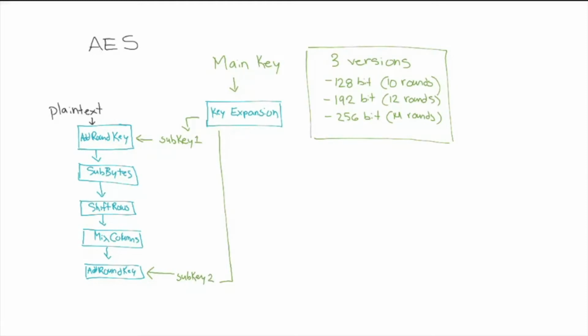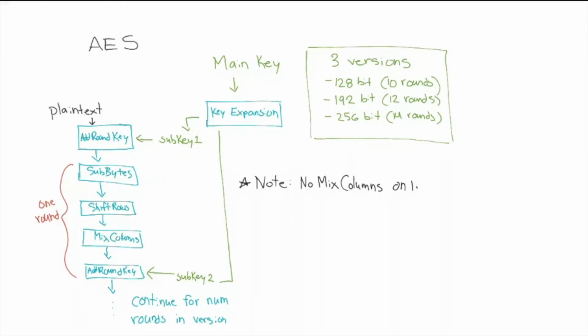And this is just going to repeat over and over. Depending on which version you use, if you're using the 128-bit version, this will go for 9 more rounds, 11 more rounds in the 192-bit, and 13 rounds in the 256-bit. I should make a note, though, that at the very last round, it will be slightly different. We don't perform the MixColumns operation.